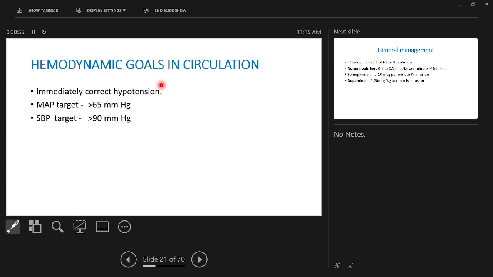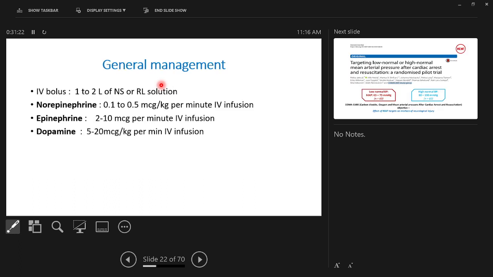Then regarding the hemodynamic goals in circulation, the heart is the important part. If the heart does not perfuse, the circulation will not improve and it will exacerbate the cardiac injury and also the brain injury. So we have to immediately correct the hypotension. Then what is the goal of mean arterial pressure and systolic blood pressure? According to the 2020 AHA guidelines, the systolic blood pressure should target more than 90 millimeters of mercury and the MAP should be maintained at more than 65 millimeters of mercury.